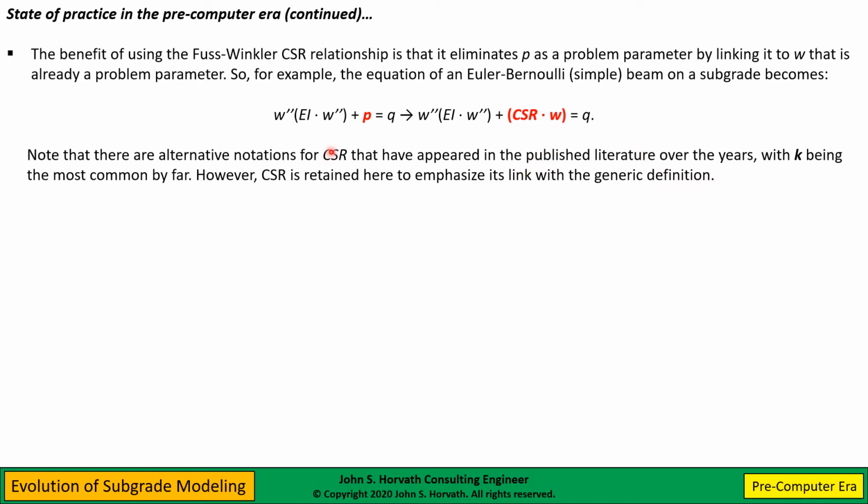Now, there are many different notations for the coefficient of subgrade reaction. The lowercase letter k is the most common, as I indicated in the prologue. This is our mysterious term that we've been chasing after for decades. But I'm using the coefficient of subgrade reaction terminology here to really emphasize the link with the generic definition and the fact that coefficient of subgrade reaction is ideally and theoretically a calculated result.